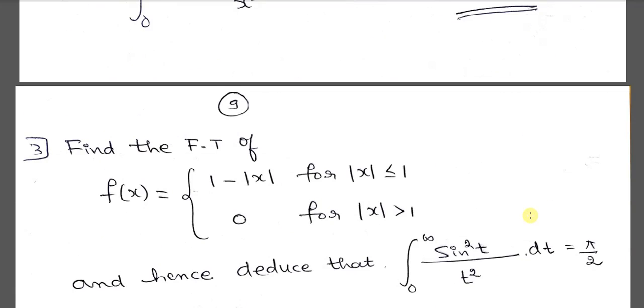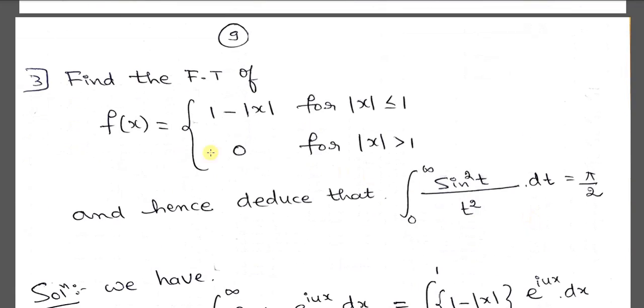Let's take one more problem. Same thing, find the Fourier transform of 1 minus mod x for mod x less than or equal to 1 and 0 for mod x greater than 1, and hence deduce that integration 0 to infinity sin square t by t square into dt is pi by 2. So again, first part Fourier transform, to get the deduction you have to go for inverse.